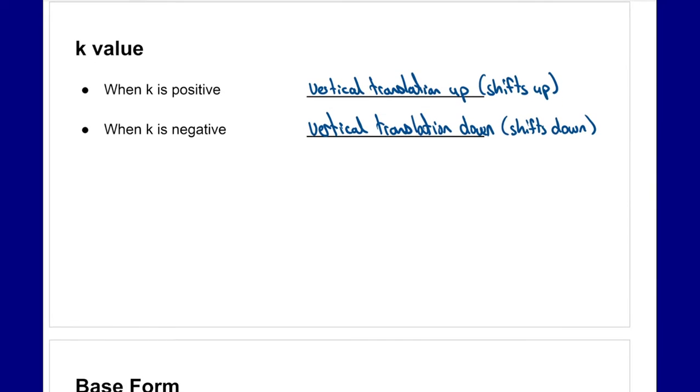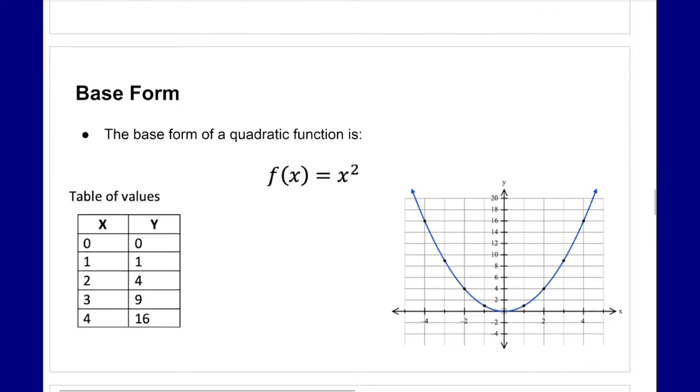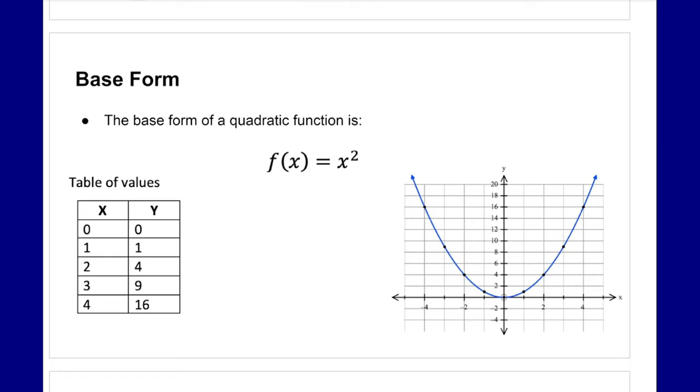So those are what the three different values tell us in terms of how our graph transforms from the original graph. One thing to keep in mind, every transformation we were doing was coming from the base form. We were starting with this base form and then making the transformations necessary. So depending on whether we're looking at the base form in a table, in an equation, or as a graph, we want to be aware of what the base form is, because if we know what that base form is, it'll be easier to determine what the transformations are.